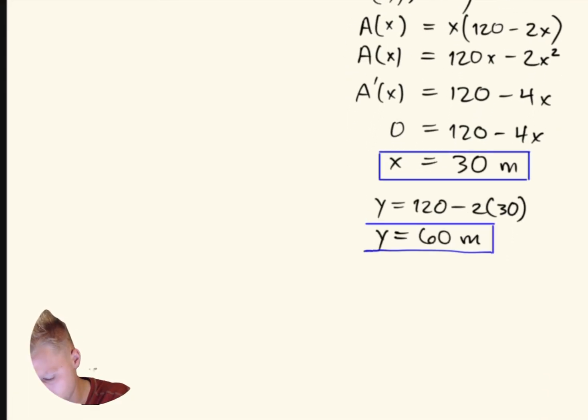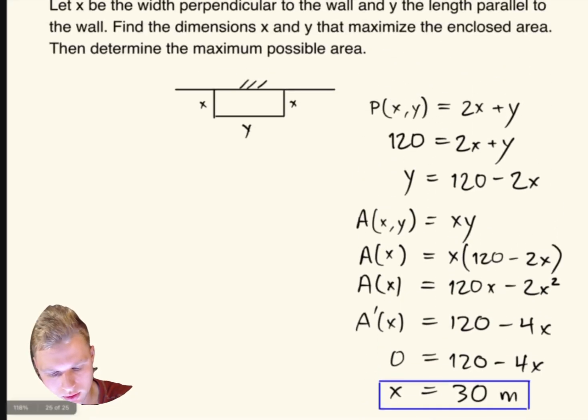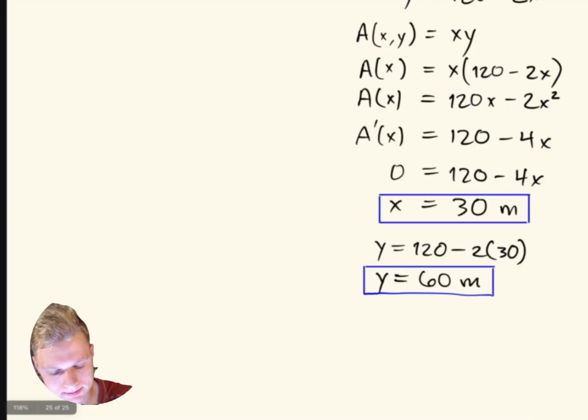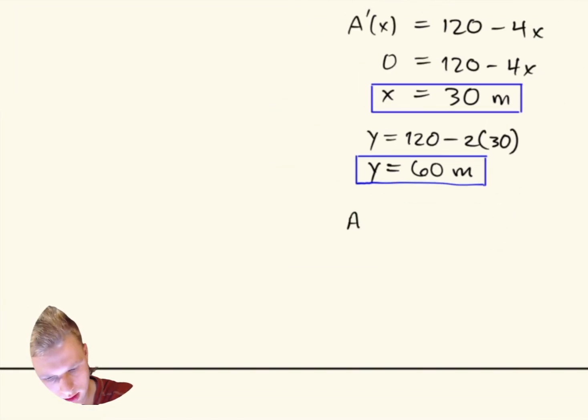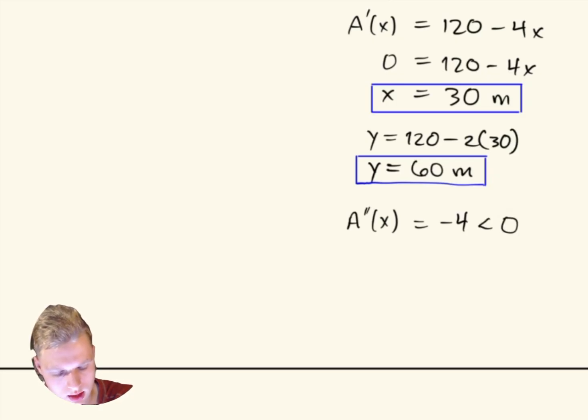All right, easy enough. But how do we know that this is a maximum and not just a minimum? What we do for that is the second derivative test. We get an extra page here. Second derivative test: 120 goes to 0, 4x becomes negative 4. And because the second derivative is less than 0, this is a maximum.